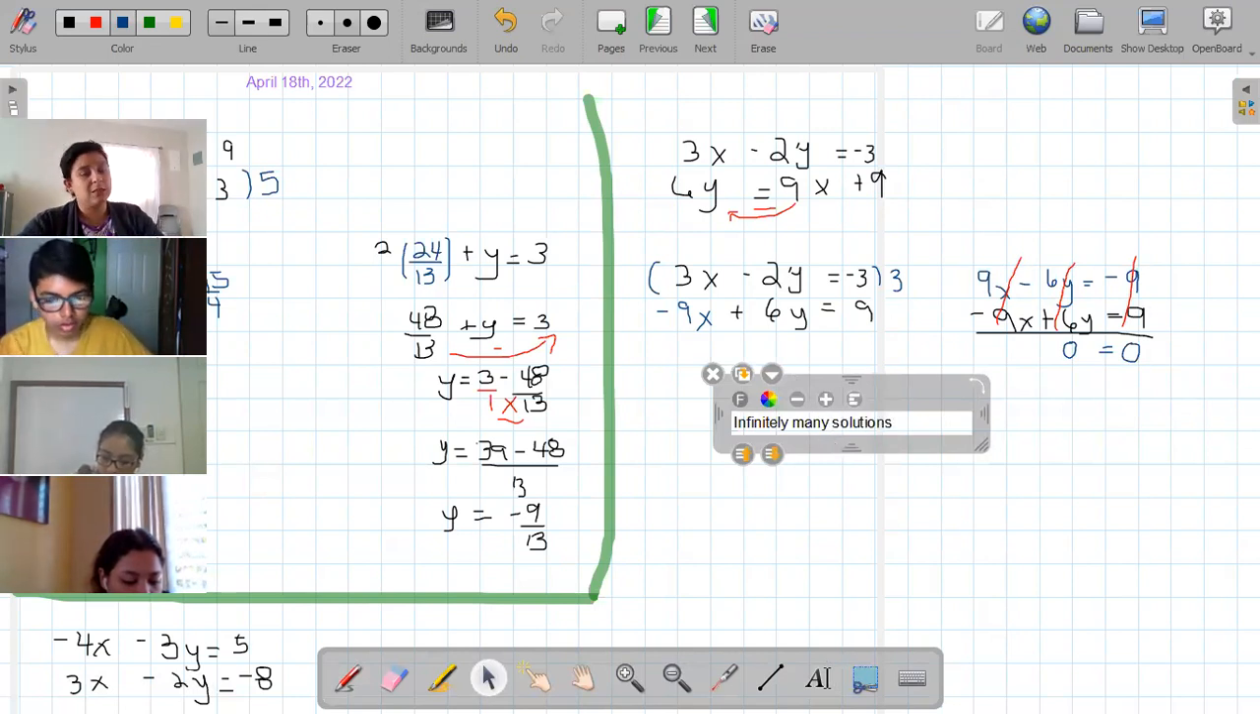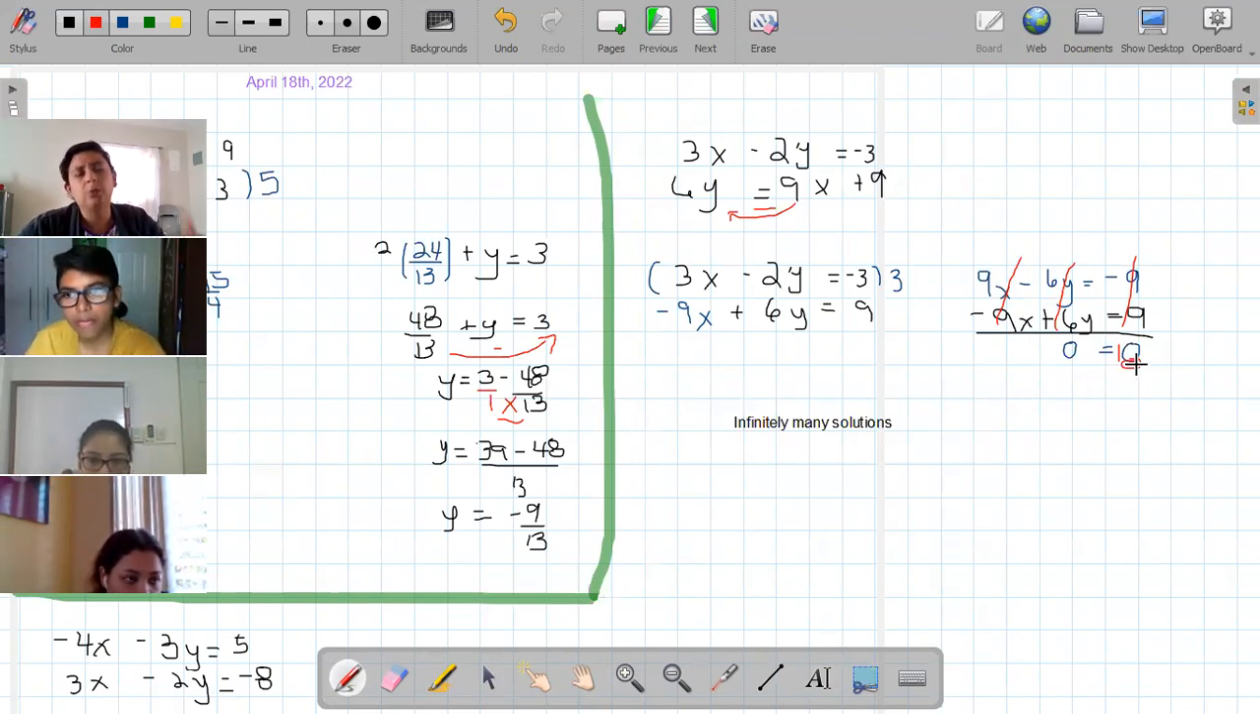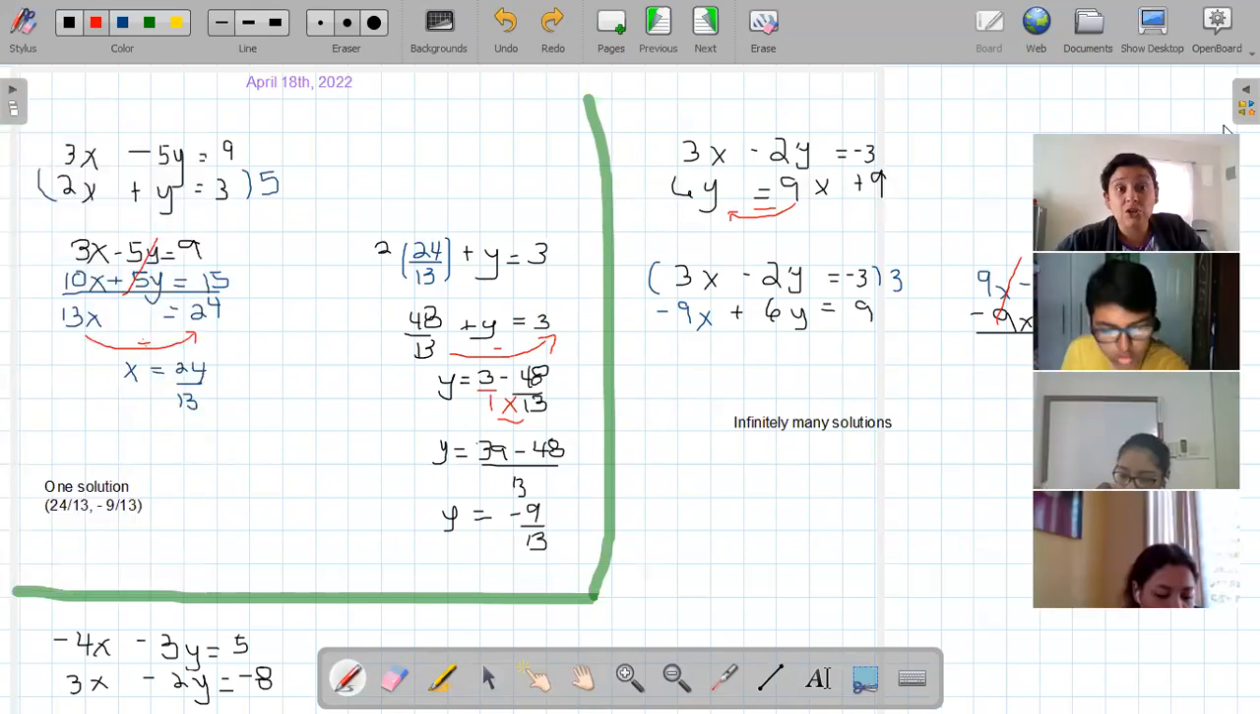Very good. And that's the second form of answer that we can have. If by any chance, instead of getting 0 equals 0, you got 0 equals, let's say, 18. Is 0 equal to 18? No. So if that would have been the case, what would have been my answer? Easy, no solution. Very good. But since we got something that is true, like 0 equals 0, then my answer is infinitely many solutions. Do we have any questions so far?